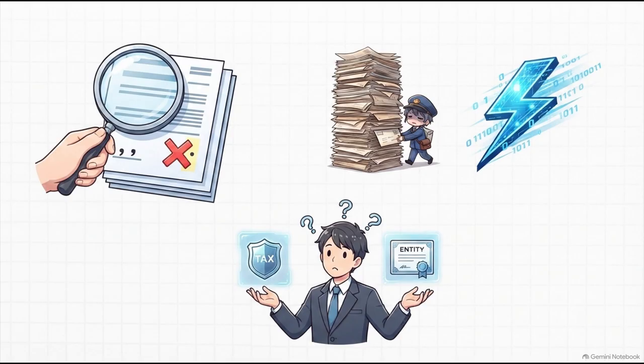Also, watch out for ID confusion. Remember that 11-digit entity ID we just talked about? Well, it is not the same thing as a federal tax ID or an employer identification number from the IRS. Don't try searching with those federal numbers, it won't work.